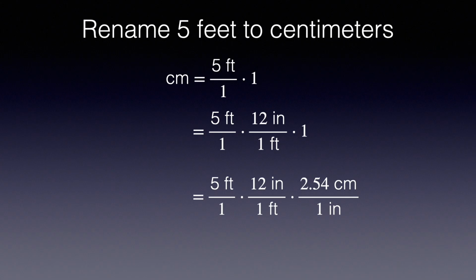Then we can multiply all the way across the numerators. We can multiply all the way across the denominators. Feet divide out, inches divide out, and we're left with just centimeters. So there are about 152.4 centimeters in 5 feet. This is basic dimensional analysis. We can make it a little more complicated. We can use the same tool for calculations using rates, but I'll save that for another video.